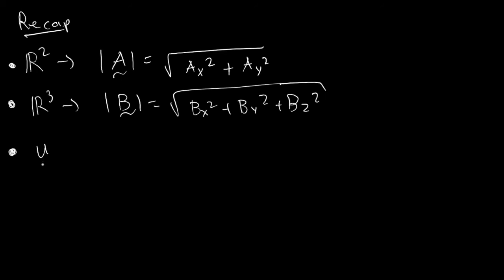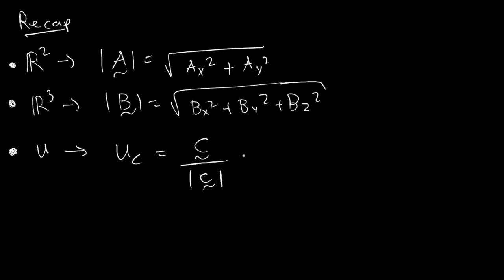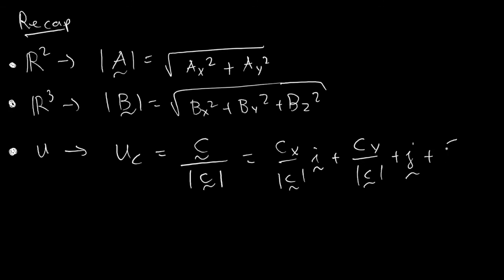A unit vector, which is often denoted with a u, can be calculated as follows. Let's say we have a vector c. The unit vector for c, denoted by u sub c, is equal to the vector c divided by its magnitude. So the vector c divided by the magnitude of vector c. That vector will look like, if it's a three-dimensional vector, its x component over its magnitude, and so forth, which will be analogous to this form that is related to direction cosines.